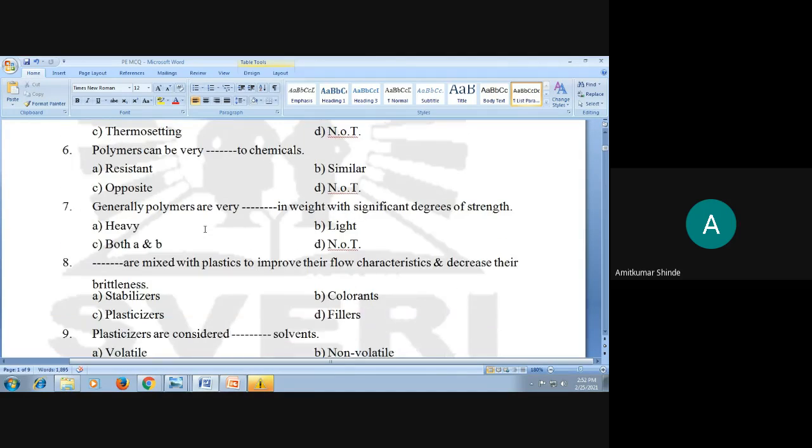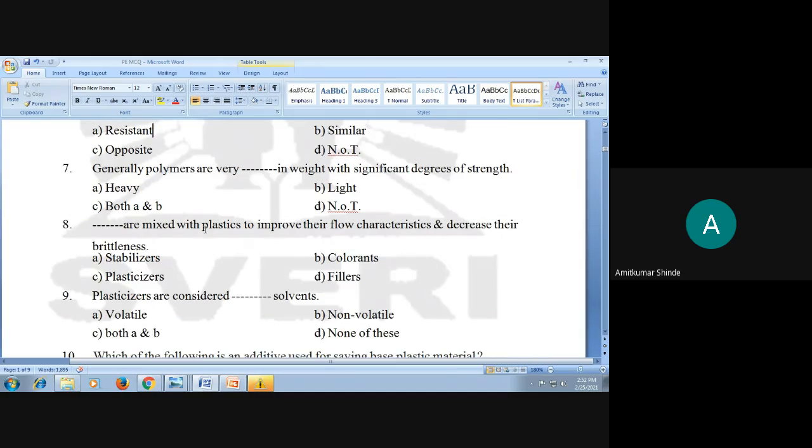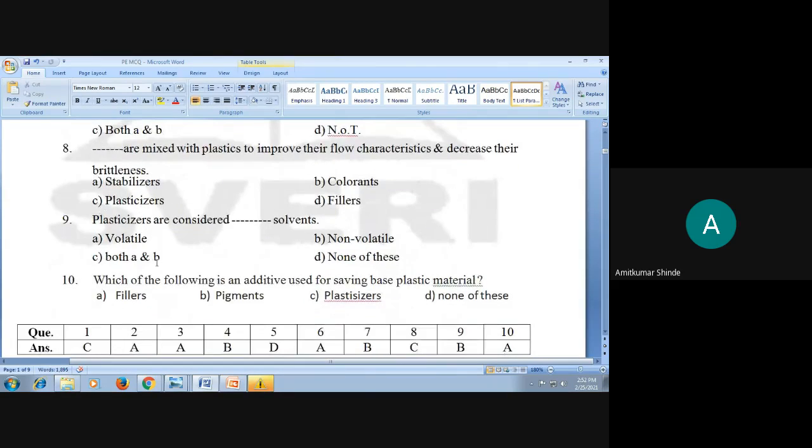Then, randomly I will take this last one. Which of the following is an additive used for saving the price, or saving the basic plastic material? Now here we are adding the fillers to save the cost of the plastic material. We are adding the fillers.